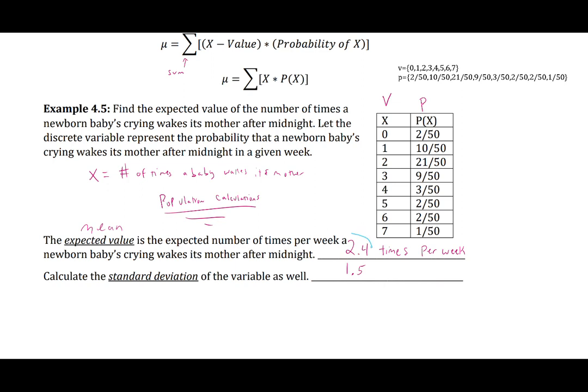There is no way that a baby will wake its mother 2.4 times in a week. A baby can wake its mother 2 times in a week, or a baby can wake its mother 3 times in a week, but there is no way of waking it 2.4 times in a week.